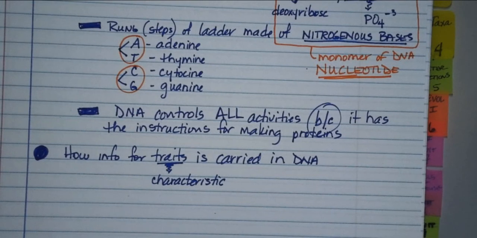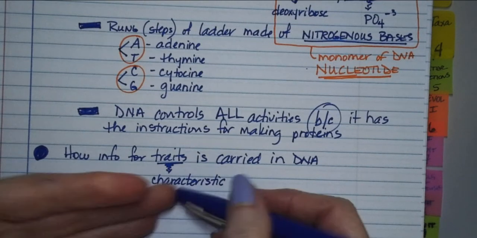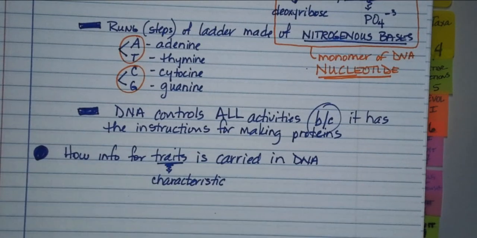But in reality, everything is a trait. How long is your nose? That's a trait or characteristic. That is controlled by the DNA. How many freckles do you have on your left cheek? Do you have a mole? Do you have a mole anywhere? Those are all characteristics or traits, yeah?